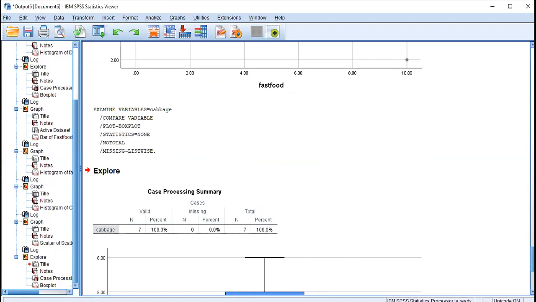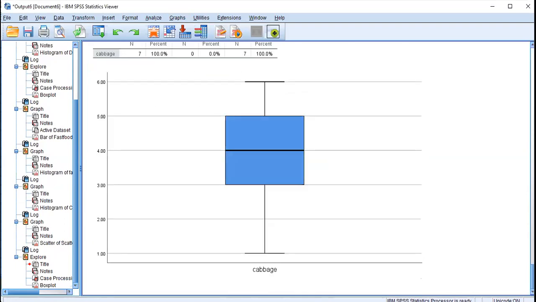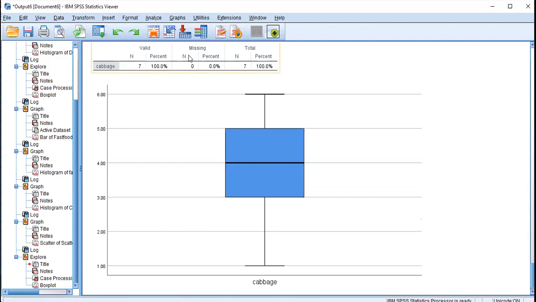So here, if you look at the things, the answer is coming up. Now all 7 people have answered. So its valid percent is 100. There are no missings here. So that's there. All 7 people have responded.